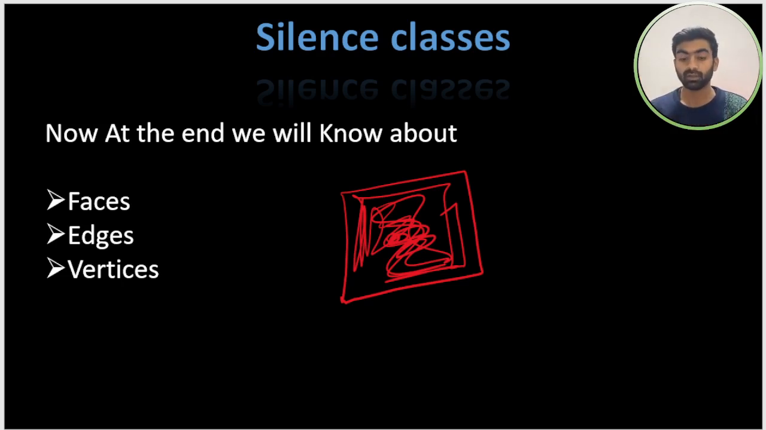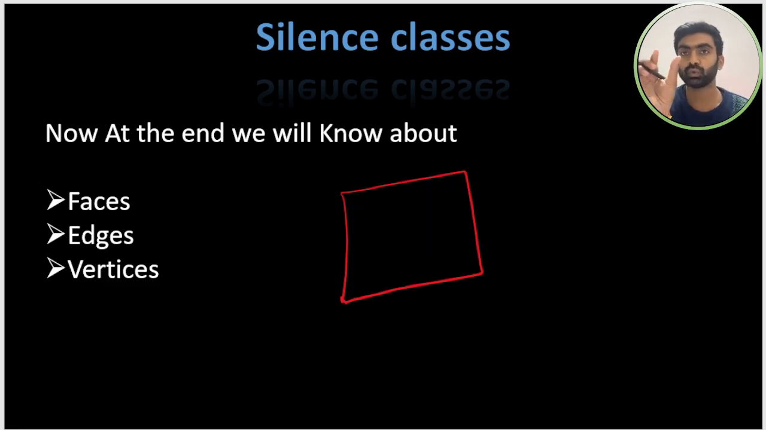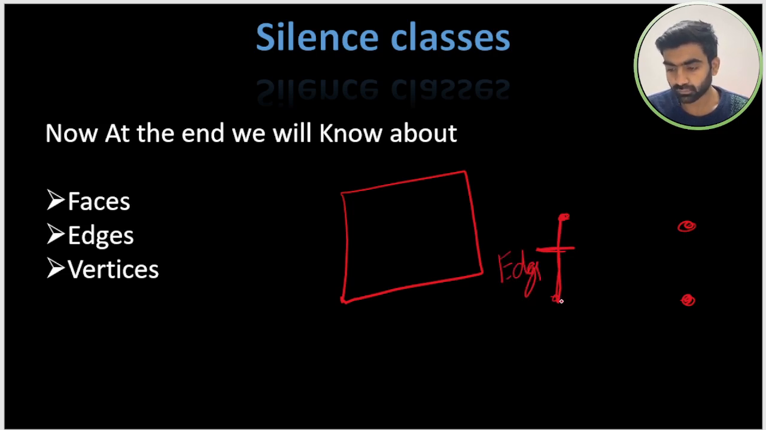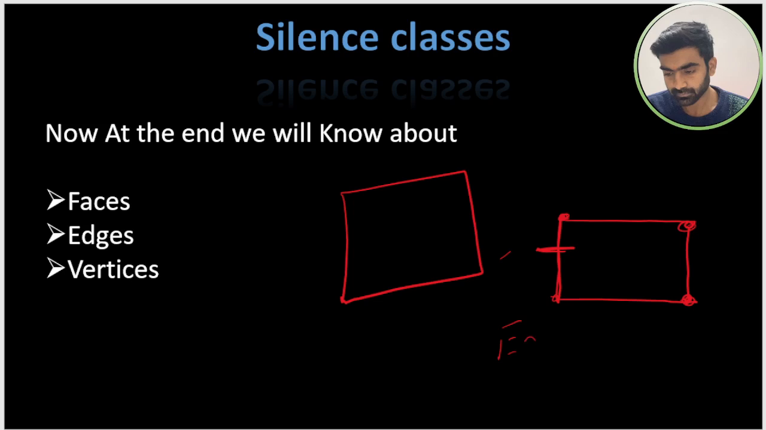Now edges are the lines which are joining 2 points. We have 4 points like this. If we draw a line like this, this line is known as an edge. This one, this one, this one, and this one. There are 4 edges in this particular 2D figure.